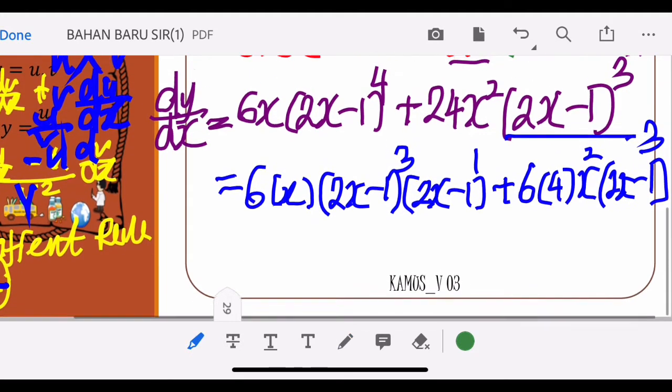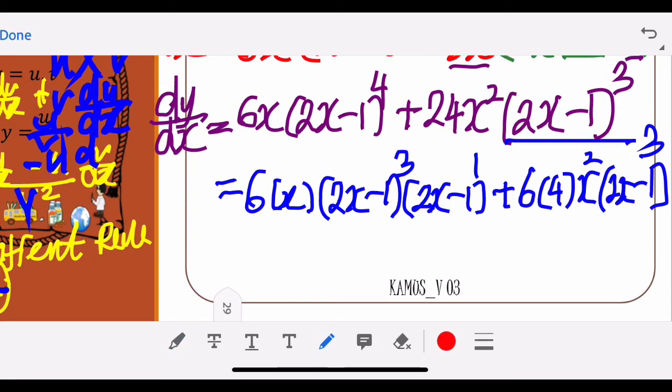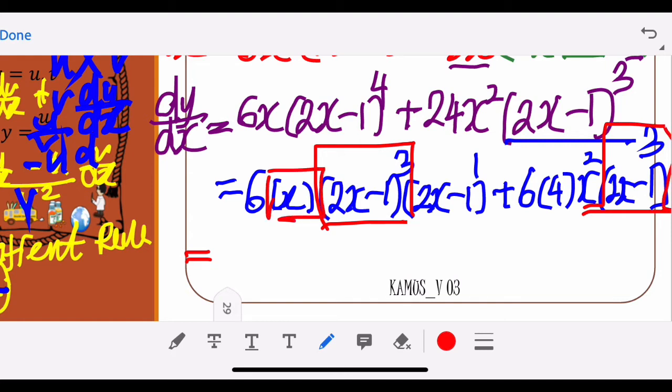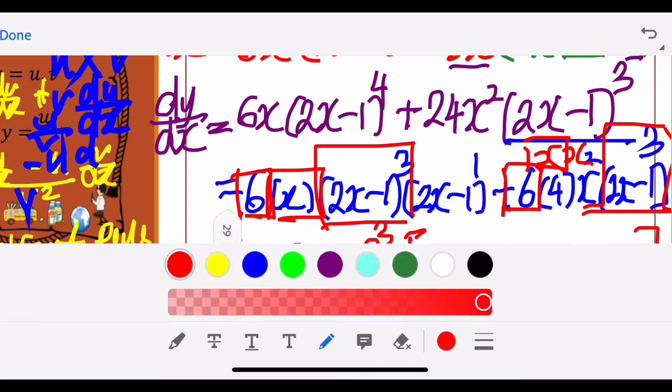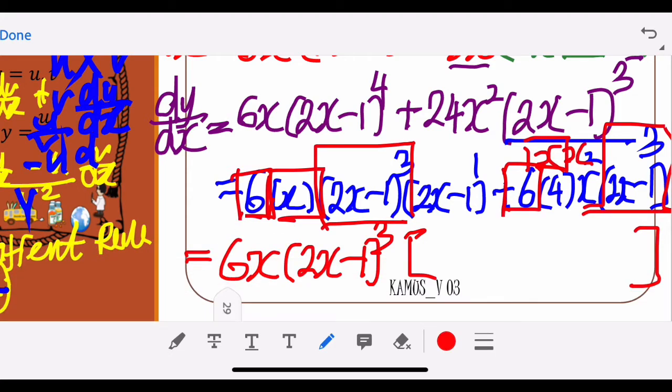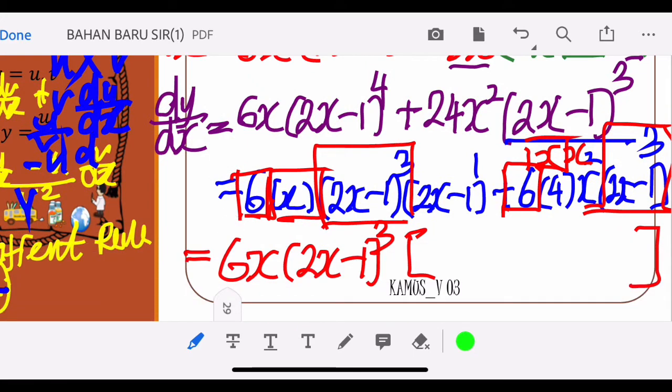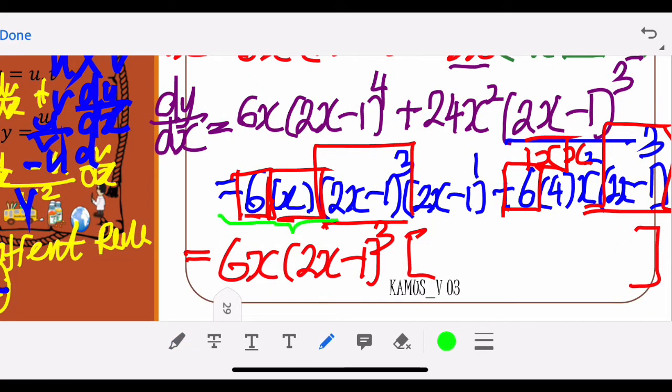Now let's see how to factorize. So I'm going to factorize this thing, a common factor, right? So I have to factorize the x. So here got x times x, so I have to factorize 1x. I have to factorize 6. 6 are the common factor. That means I need to take out 6x and 2x minus 1 power 3. And how to get the balance in the bracket? Very easy. I want to teach you how to get the balance. You imagine that you take this whole thing divided by this thing. So you just cancel. Okay, balance is what?